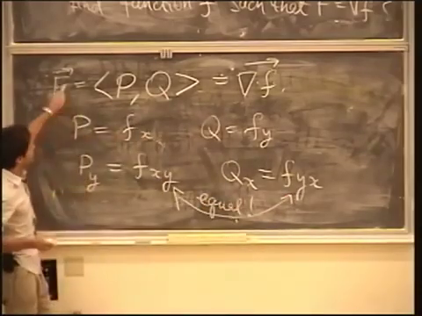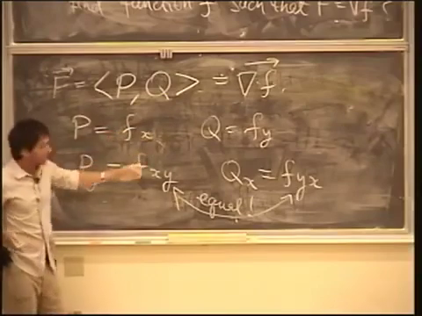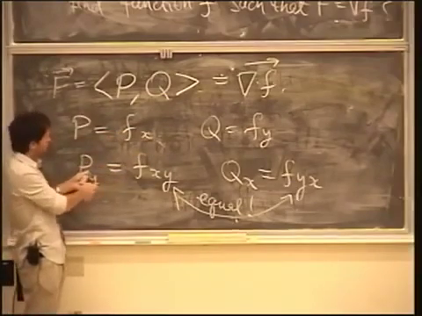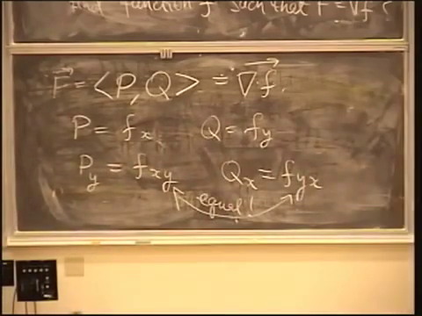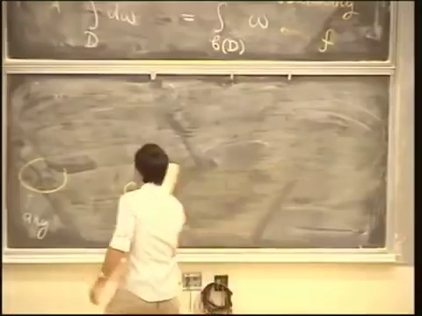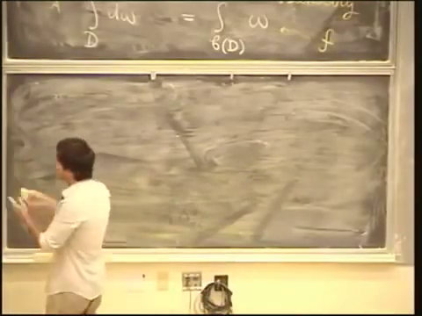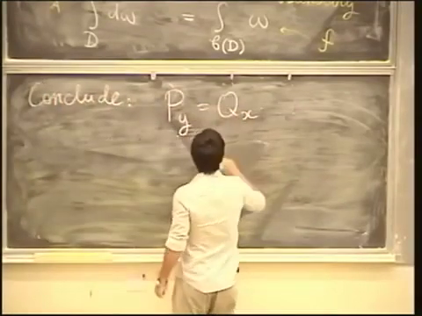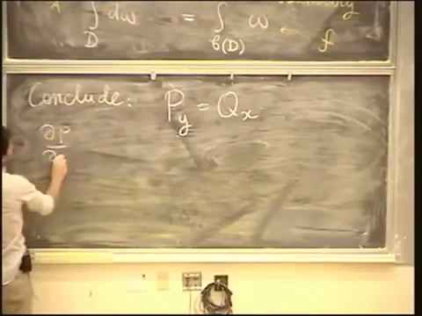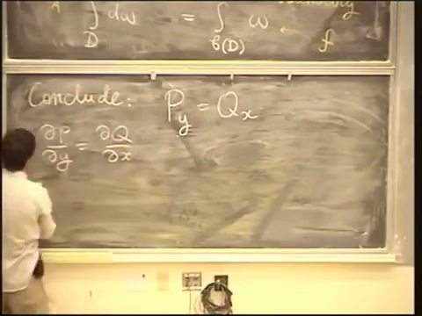So what does it mean? It means that if your vector field is conservative, this property will necessarily have to hold. In other words, P sub y will have to be equal to Q sub x. So that's very simple. So we conclude that in this case, P sub y is equal to Q sub x. Or if you will, dP/dy is equal to dQ/dx.